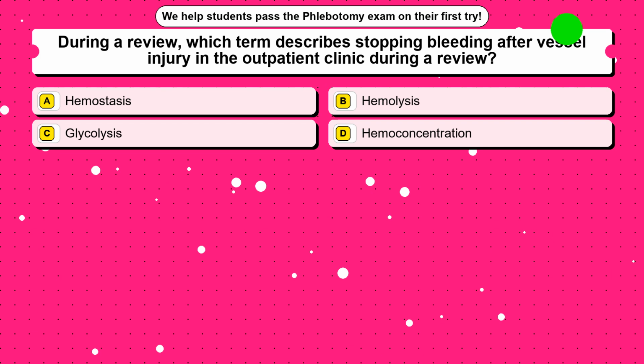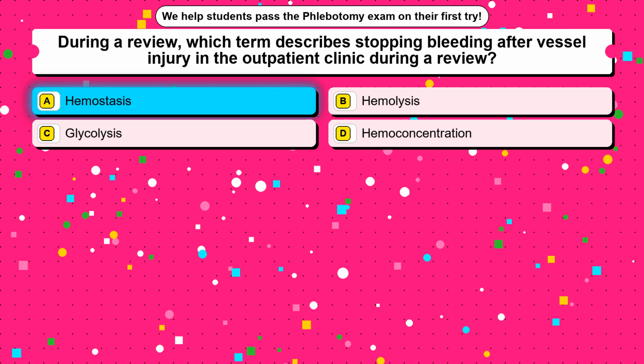Question 76. During a review, which term describes stopping bleeding after vessel injury in the outpatient clinic during a review? Option A. Hemostasis. Option B. Hemolysis. Option C. Glycolysis. Option D. Hemoconcentration. The correct answer is option A. Hemostasis.